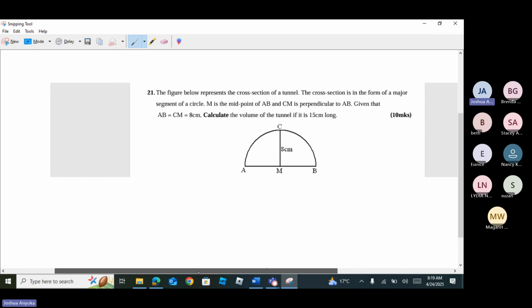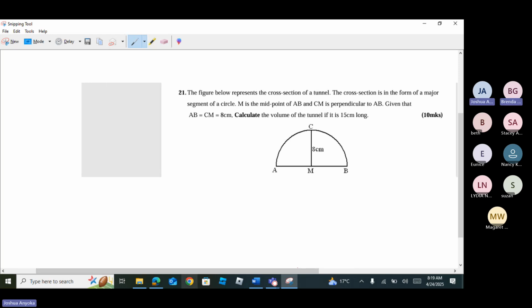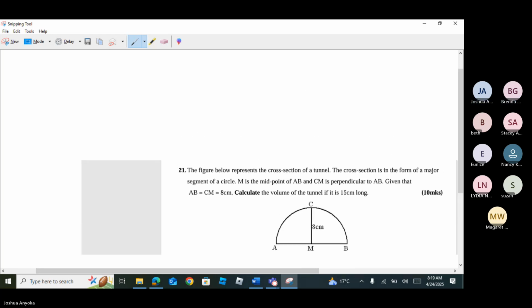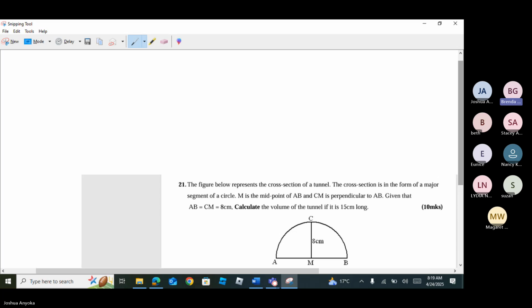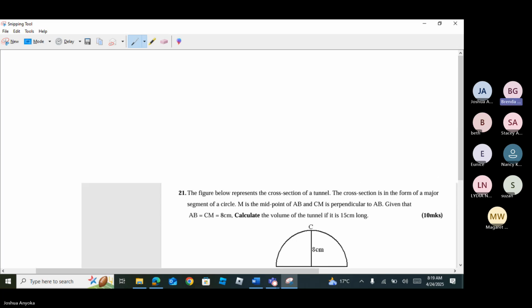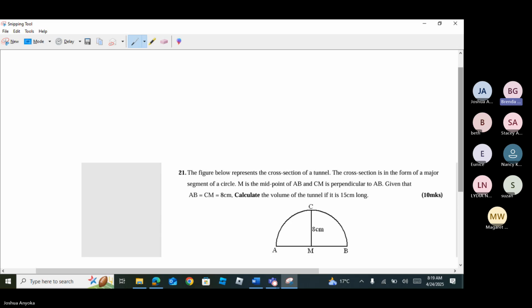Brenda, read the question. The figure below represents the cross-section of a tunnel. The cross-section is in the form of a major segment of a circle. M is the midpoint of AB and CM is perpendicular to AB. Given that AB is equal to CM is equal to 8, calculate the volume of the tunnel if it is 15 centimeters long.